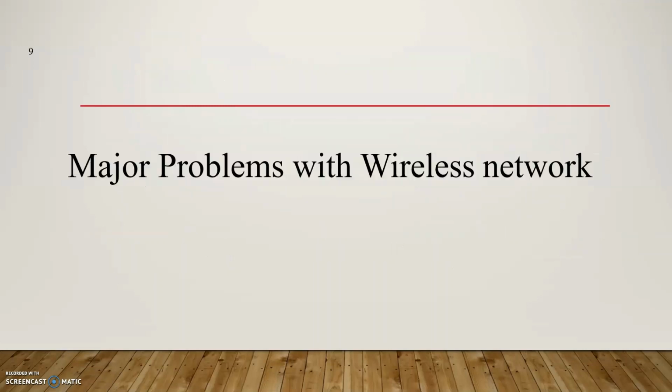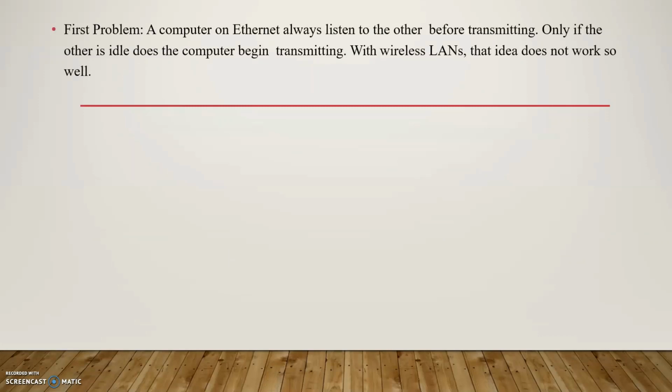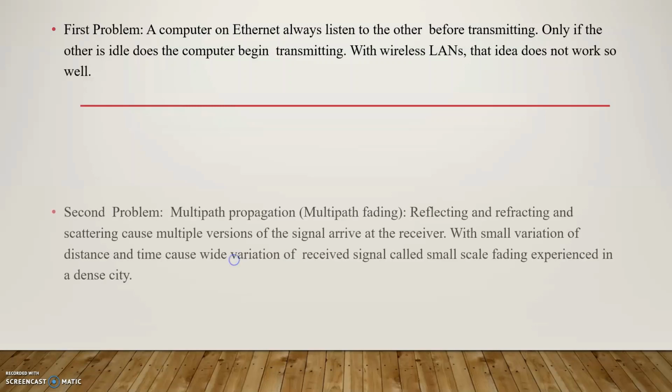Now let us look at some of the major problems with wireless networks. The first problem: a computer on Ethernet will always listen to the other before transmitting. Only if the other is idle does the computer begin transmitting. With wireless LANs, this idea does not work so well.